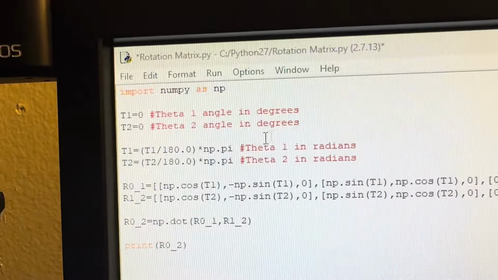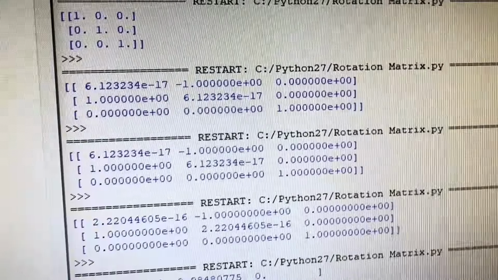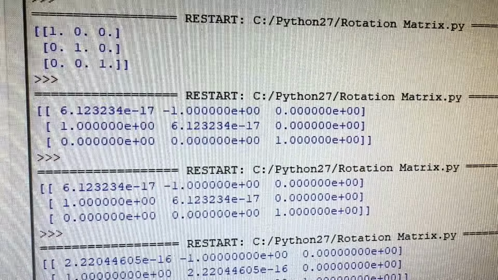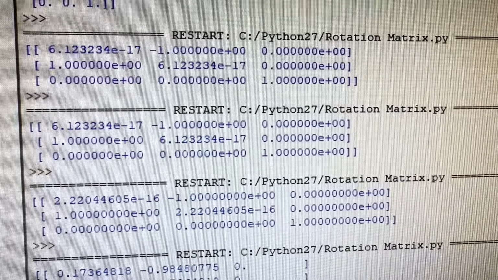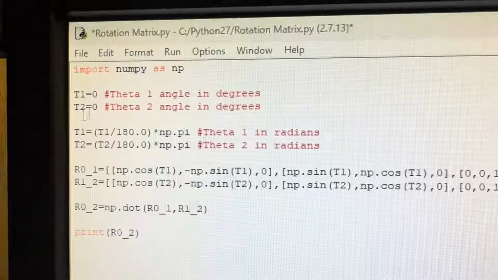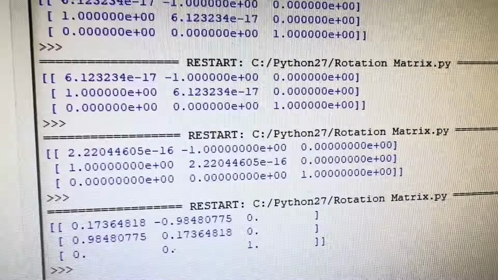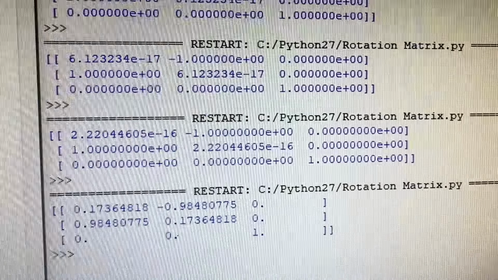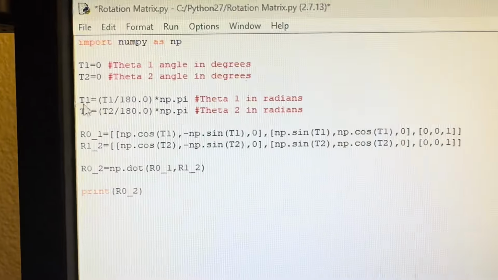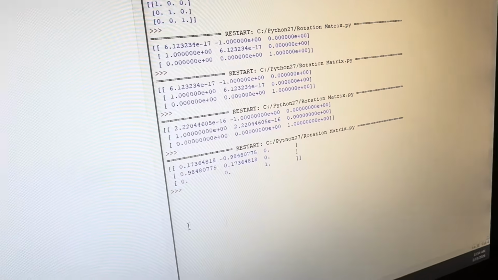Then I changed theta 1 to 90 degrees, and we got this matrix here, the one at the top. And then I changed theta 2 to 90, and I put theta 1 back to 0. Then we got the matrix below, which is this one on top. And then I just started playing around with it, changing some of the values and getting different matrices. So I'll just show you.